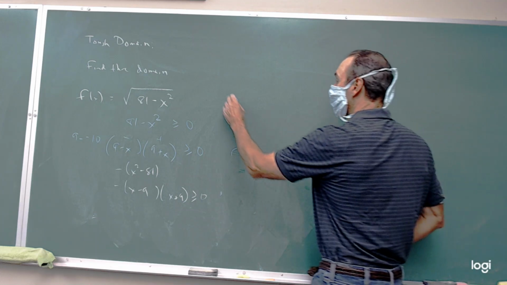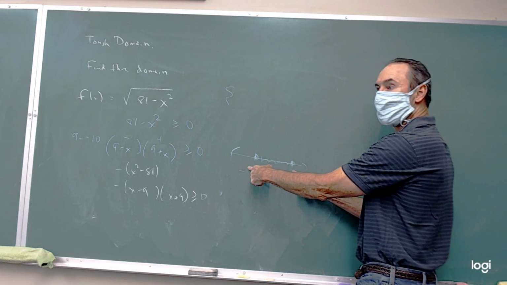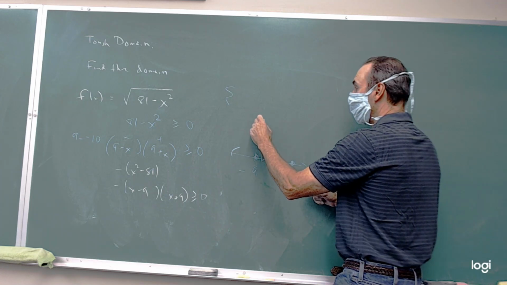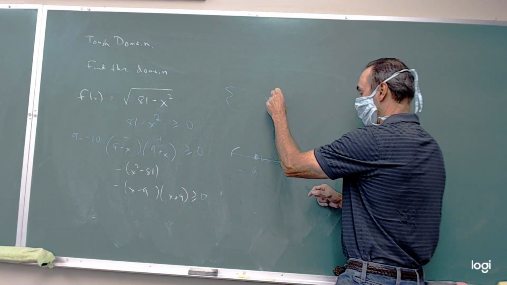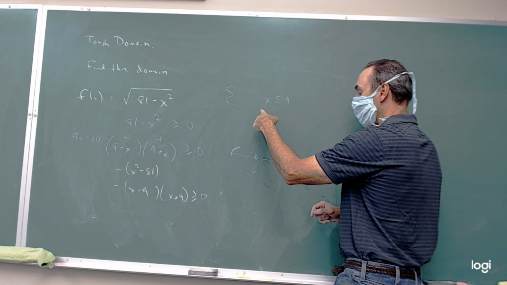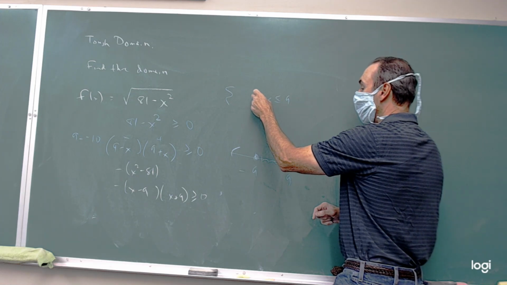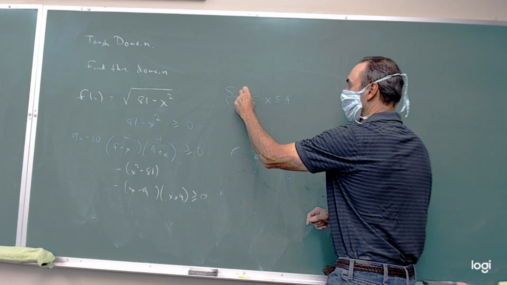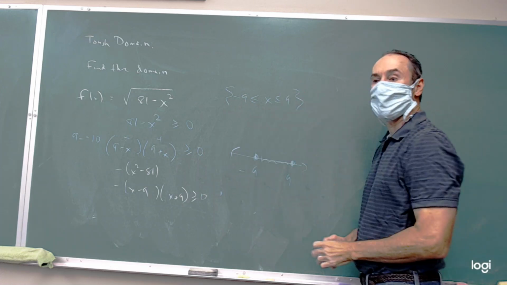So our domain is going to be, how do you write that? X is greater than or equal to negative 9. And at the same time, X is less than or equal to positive 9. So we can write this as a double inequality.